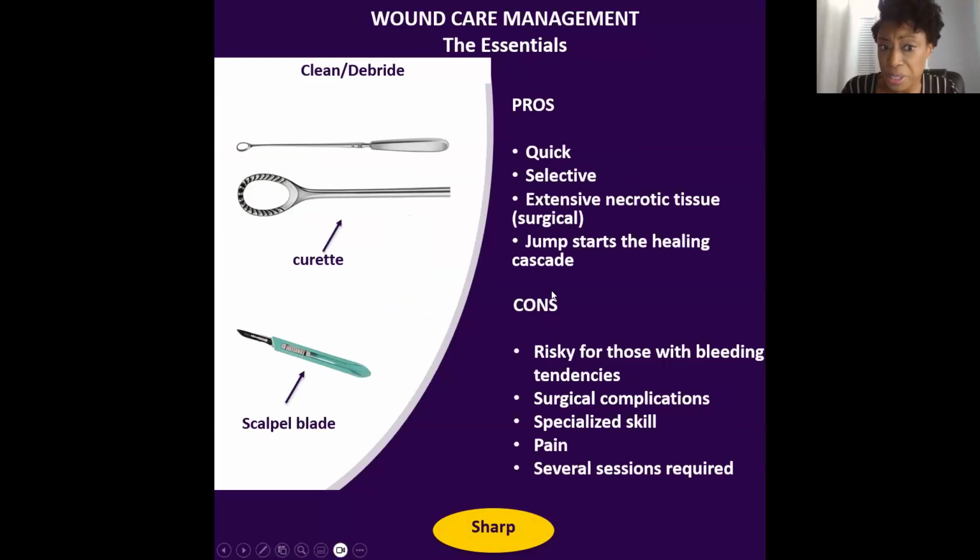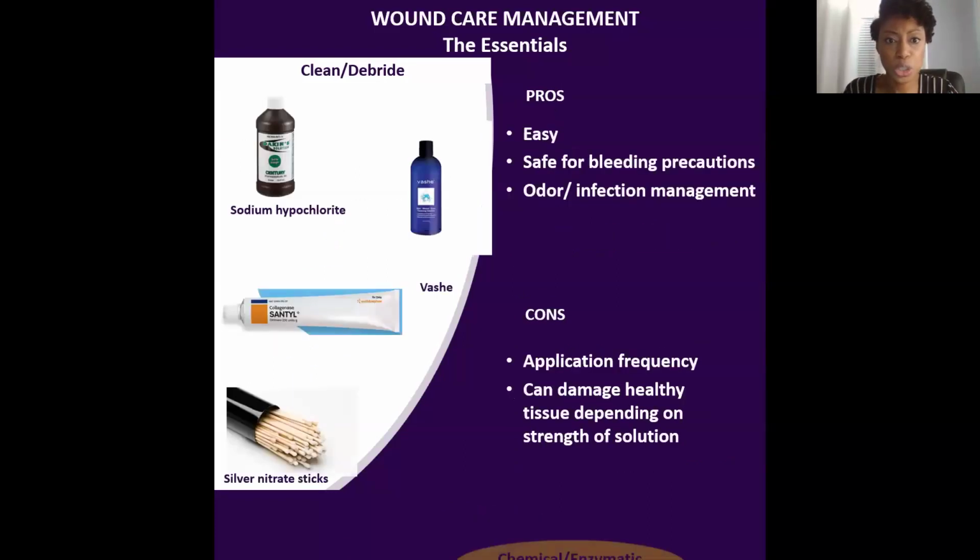Next is sharp debridement. This is literally taking an instrument such as a scalpel or a curette and chopping away at the dead tissue. It can be done in a hospital. It can be done in a clinic. You just need the right tools. There are some reasons why you would choose one method over the other, and we'll talk about that in a minute. But just know that sharp debridement is your quickest option. And there are times where you need to act quickly when it comes to debridement.